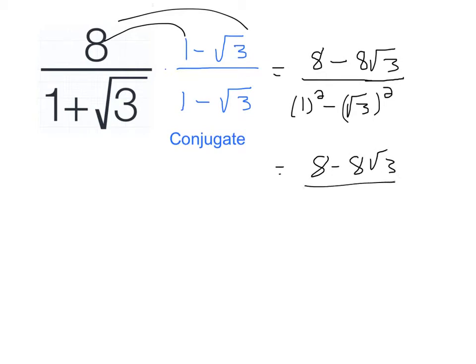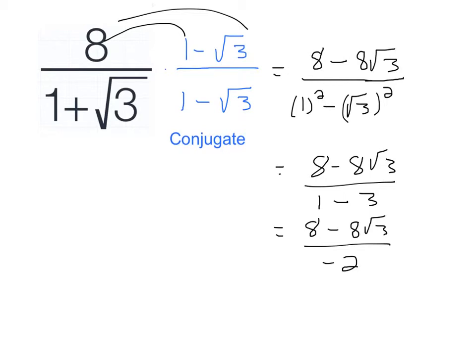And my denominator is going to be 1 minus the square root of 3 squared, which is just 3. And so that's pretty convenient, which gives me 8 minus 8 square root of 3 over negative 2.